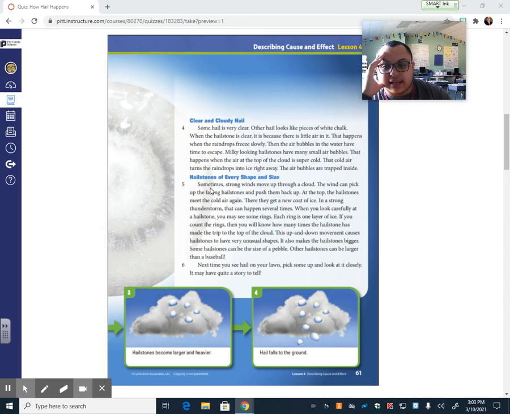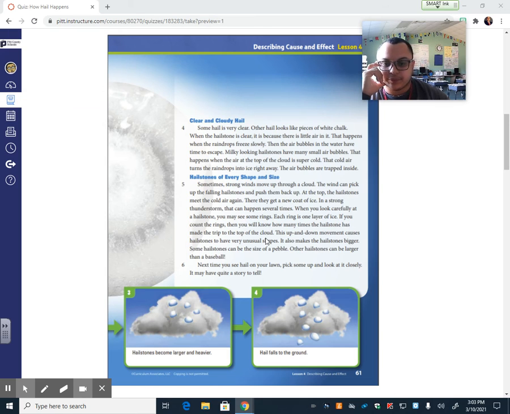Hailstones of every shape and size. Sometimes, strong winds move up through a cloud. The wind can pick up the falling hailstones and push them back up to the top. At the top, the hailstones meet the cold air again. There they get a new coat of ice. In a strong thunderstorm, that can happen several times. When you look carefully at a hailstone, you may see some rings. Each ring is one layer of ice. If you count the rings, then you'll know how many times the hailstone has made a trip to the top of a cloud.